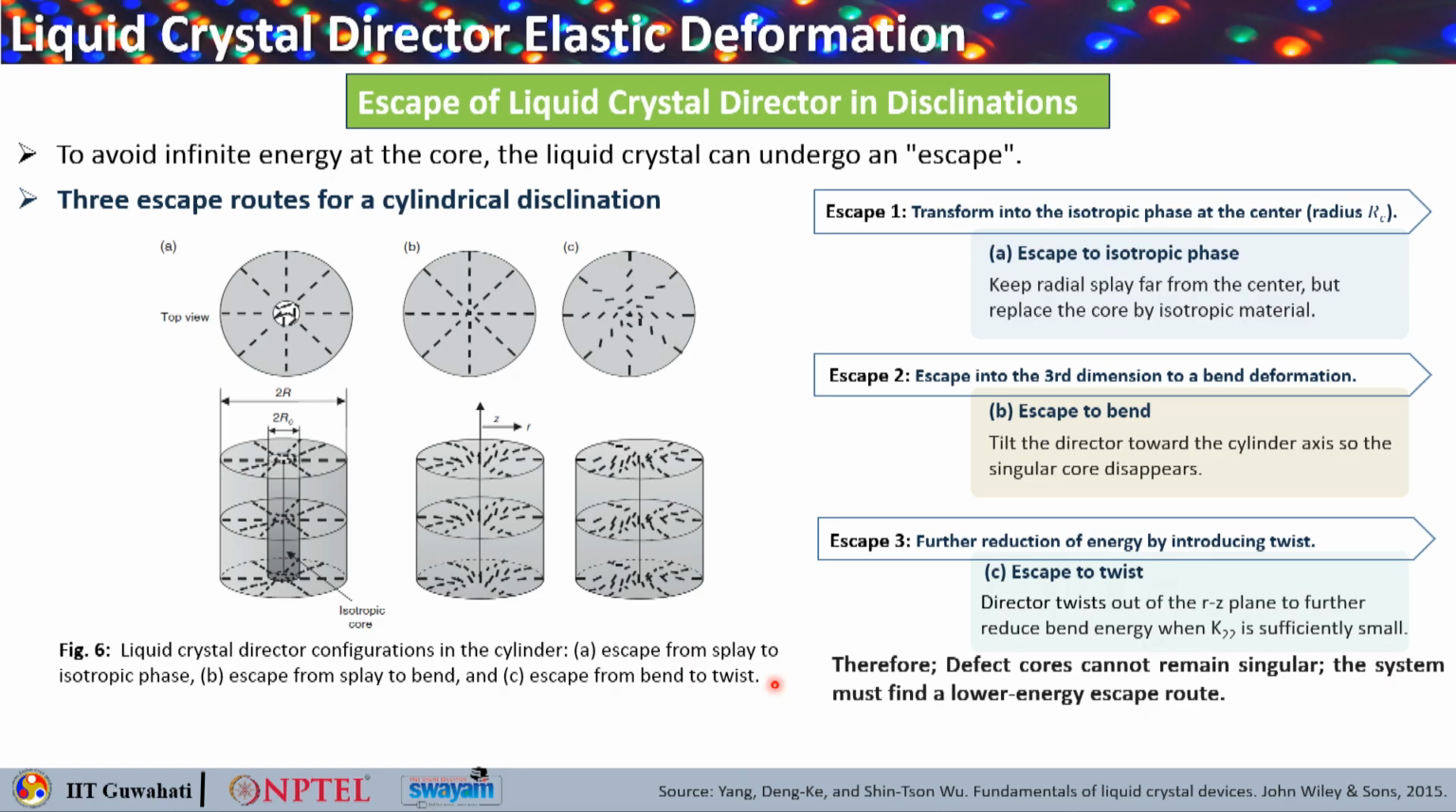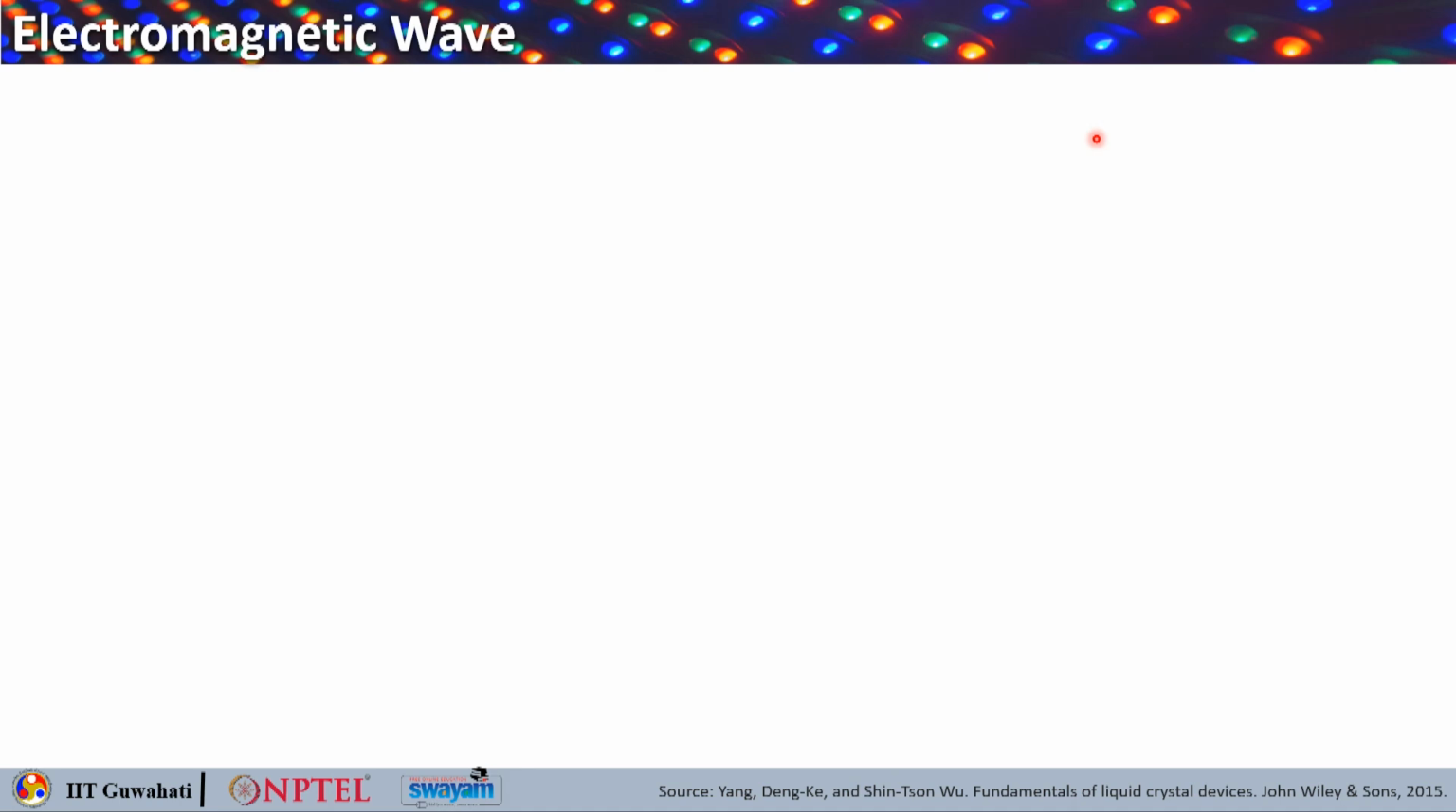So what we understand here is that defect cores cannot remain singular. The system must find a low energy escape route to solve it. So that is the concept behind this escape of the liquid crystal director in disclination.